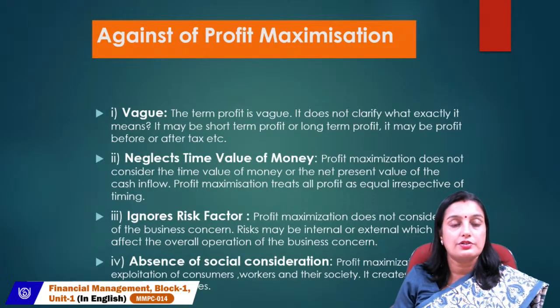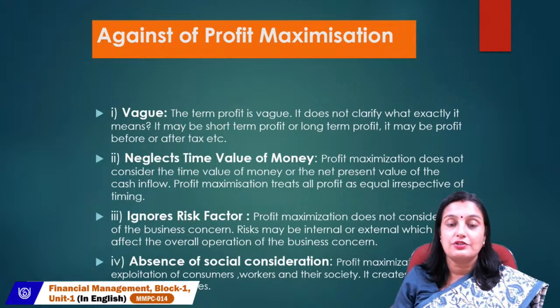So profit maximization does not consider the time value of money or the net present value of the cash inflow. Profit maximization treats all profit as equal irrespective of the timing. So timing is not considered while calculating profit maximization. The third aspect against profit maximization is that it ignores the risk factor. Profit maximization does not consider the risk of the business concern. Risk may be internal or external, which will affect the overall operation of the business concern.